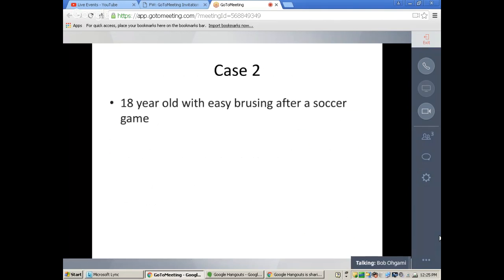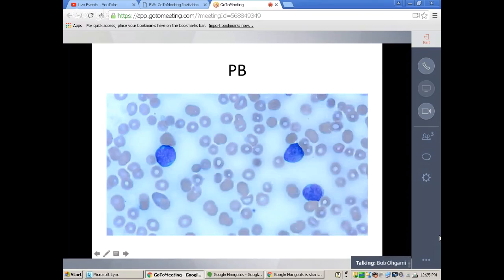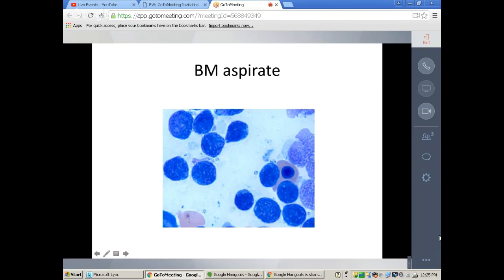So case number 2 is an 18-year-old with easy bruising after a soccer game. You look at a peripheral blood smear and you see blasts here. The blasts are small, medium, and larger in size. They have fine to moderately condensed chromatin, very high nuclear to cytoplasmic ratios, and no significant cytoplasmic granules. And so they look a lot like lymphoblasts. A bone marrow aspirate was performed, and these blasts have high nuclear to cytoplasmic ratios, the same as in the peripheral blood.